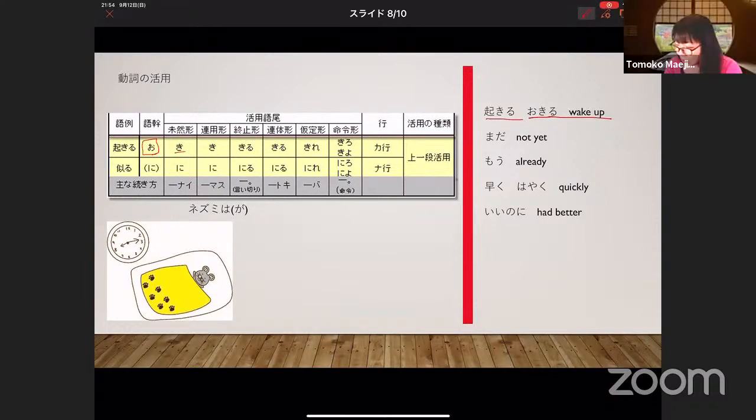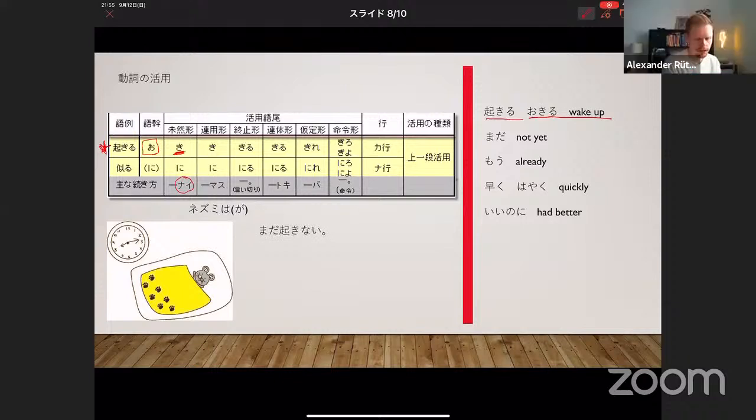Then it conjugates with the negative ない. Like 起きない, okinai. We're doing this one. So, 起きる, 起きない. ネズミはまだ起きない. Mada okinai. Yeah, not yet, he hasn't woken up yet. ネズミはまだ起きない.